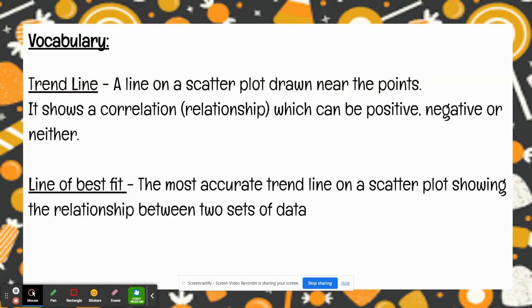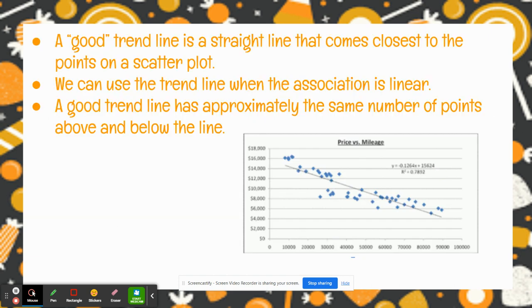Trend line is a line on a scatter plot drawn near the points. It shows a correlation or relationship which can be positive, negative, or neither. Line of best fit: the most accurate trend line on a scatter plot showing the relationship between two sets of data. A good trend line is a straight line that comes closest to the points on a scatter plot. We can use a trend line when the association is linear. Linear means a straight line. A good trend line has approximately the same number of points above and below the line.